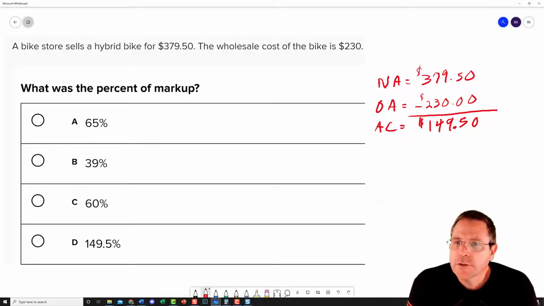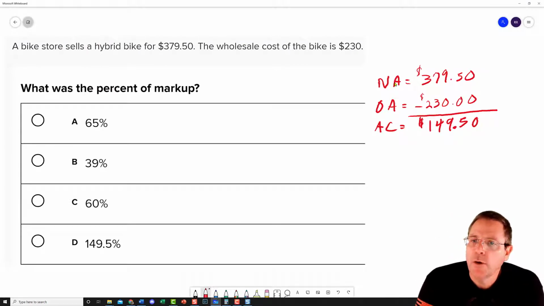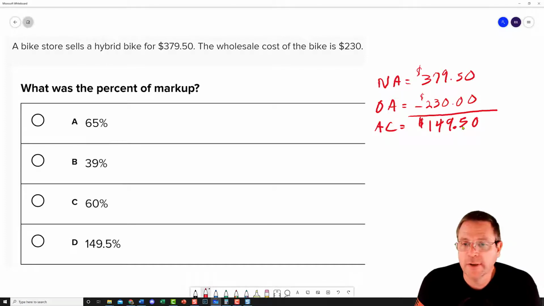Alright, I went ahead and got started on this. I said that the new amount, that's what they're selling the bike for, is $379.50. The original amount, also known as a wholesale cost, was $230, and when I subtracted those, I got the amount of change, also known as $149.50. From here, we're going to set up our formula.